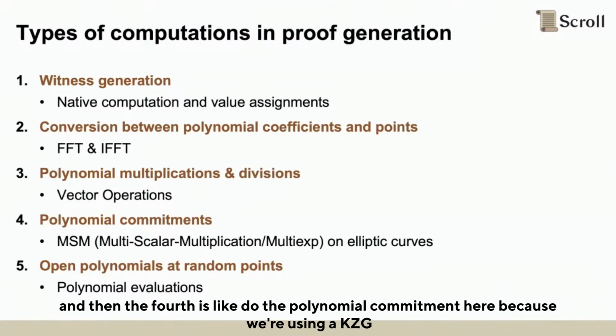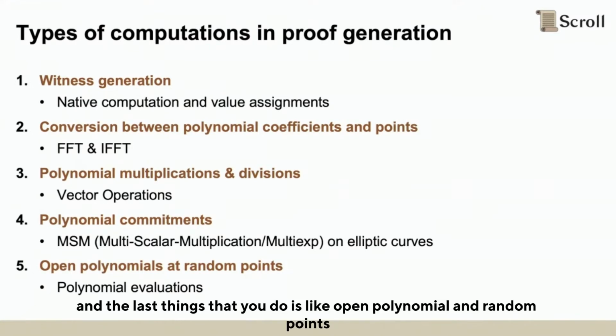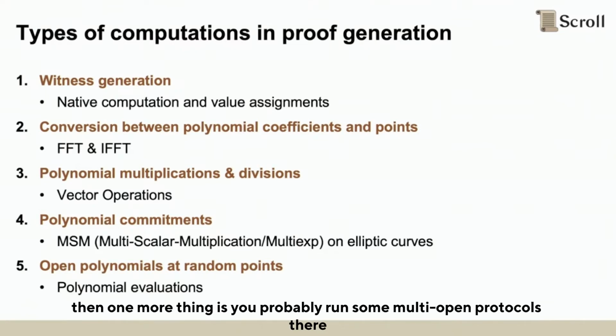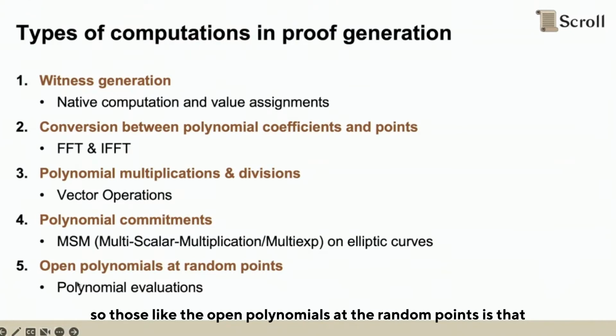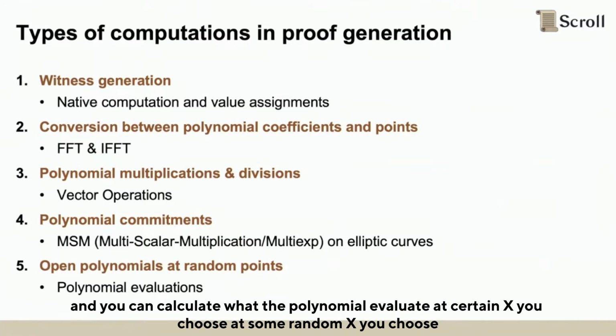And then the fourth is the polynomial commitment. Here, because we're using KZG, we are just using the MSM operations on the elliptic curve you choose for the KZG. And the last thing is opening polynomials at random points, and you probably also run some multi-open protocols there. So opening a polynomial at a random point means you're given a scalar value, and then you evaluate your polynomial with all of the coefficients you have inside the polynomial, and you calculate the value of the polynomial at a certain x, some random x you choose.